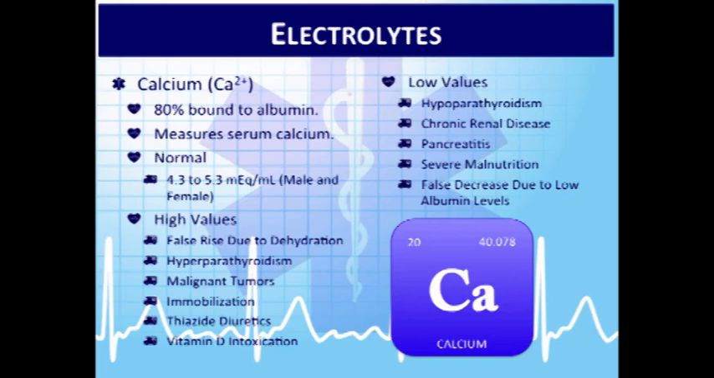I can see high calcium values in dehydration, thyroid problems. Certain malignant tumors will cause the calcium to become very high. Also, some diuretics may do that. Low values are a little bit more common. We can see that in severe malnutrition, chronic renal disease, patients with acute pancreatitis or chronic pancreatitis. And then it can also be low falsely.